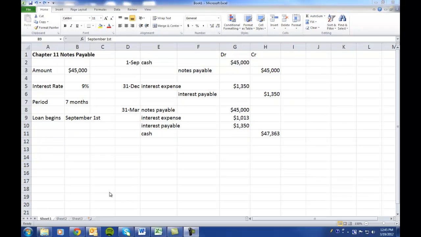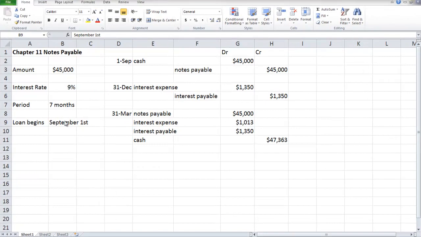Okay, continuing on with notes payable, let's assume that the amount of this notes payable is the same, $45,000. The interest rate is the same, it's 9%. The period remains the same at 7 months. But let's change the beginning of this loan date. And let's assume it's January 1st.